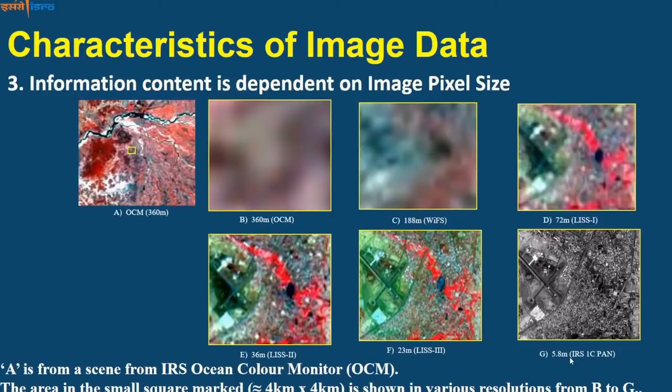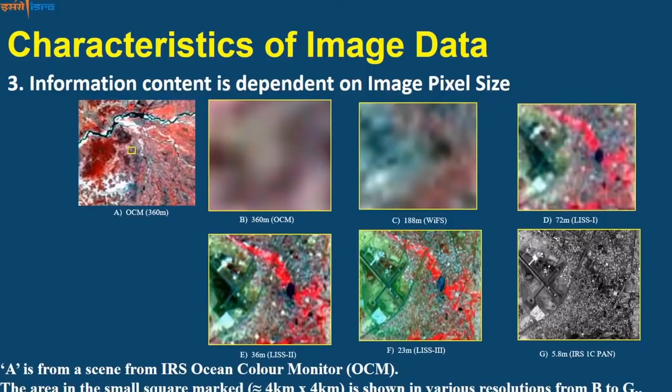So the point is that the information content is dependent on the size of the pixel. Okay, so if you see it here, I am seeing a larger area, so I am seeing features at a very broad level, but if I want to see the features at a very large scale, at a very minute level, in a 4 kilometer by 4 kilometer area, then I need these kinds of high resolution images. So whenever you take an image, you try to extract what is the size of the pixel of that image. Okay, what is the size of 1 pixel, that you try to identify.